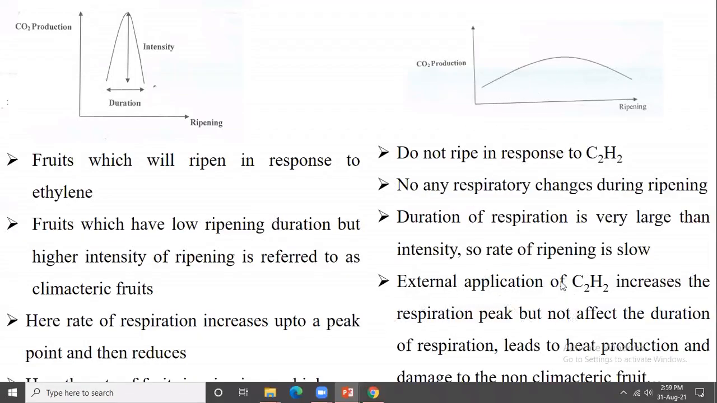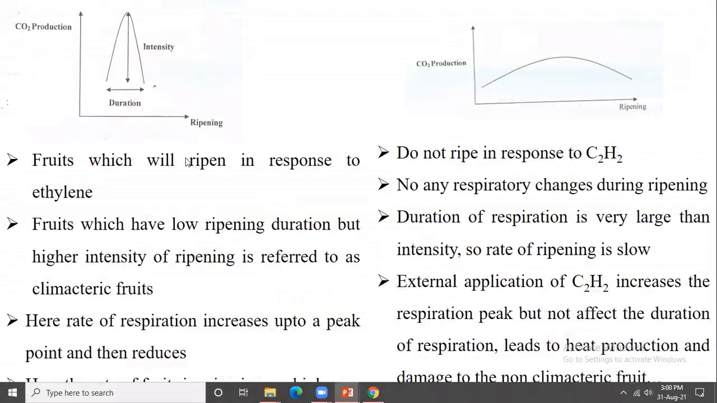External application of ethylene increases the respiration peak but does not affect the duration of respiration, and leads to heat production and damage to non-climatic fruit. That's why we cannot use external application of ethylene on non-climatic fruits. This can come for your spot exam or written exam. Identify the two curves and the differences between climatic and non-climatic fruits.